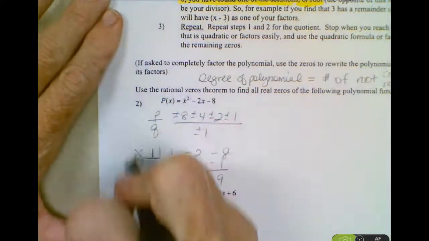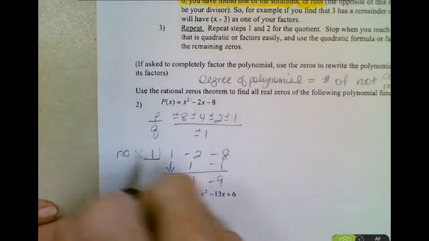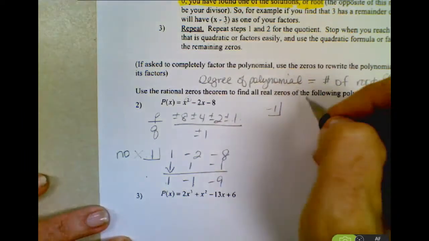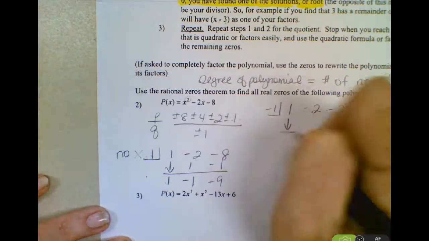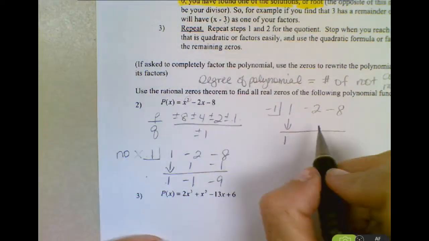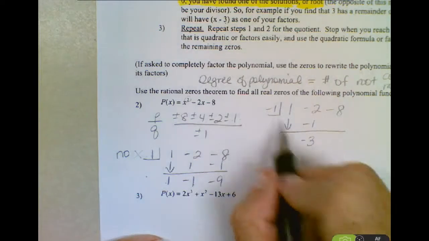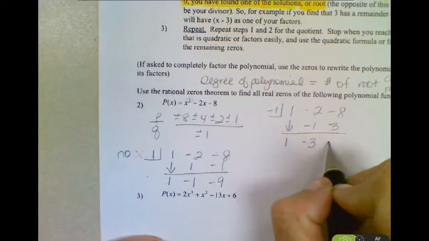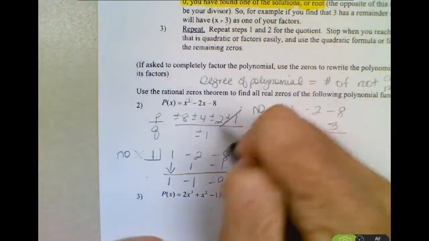Let's use something different for that. Let's use negative 1, okay, that's not a solution. So we have 1, negative 2, negative 8 again. Pull that down. Negative 1 times 1 is negative 1. Negative 2 plus negative 1 is negative 3. Negative 1 times negative 3 is 3. Negative 8 plus 3 is negative 5. This is also not 0. So we've eliminated 1s. Those are not possible.